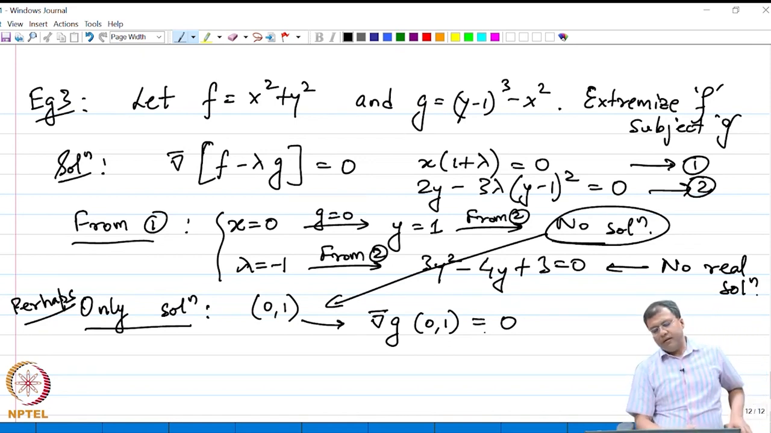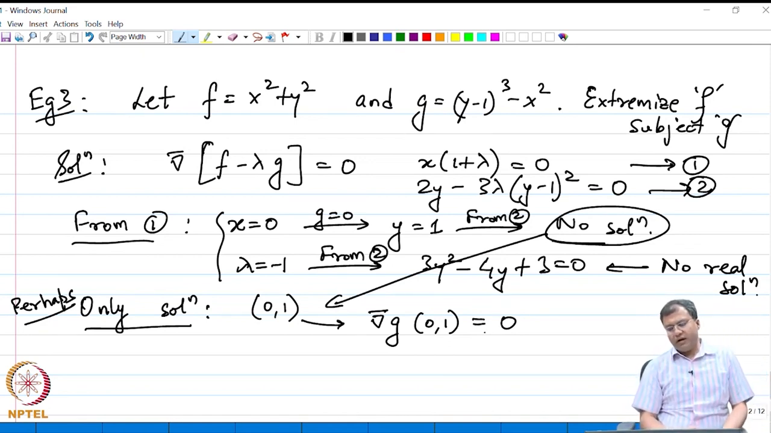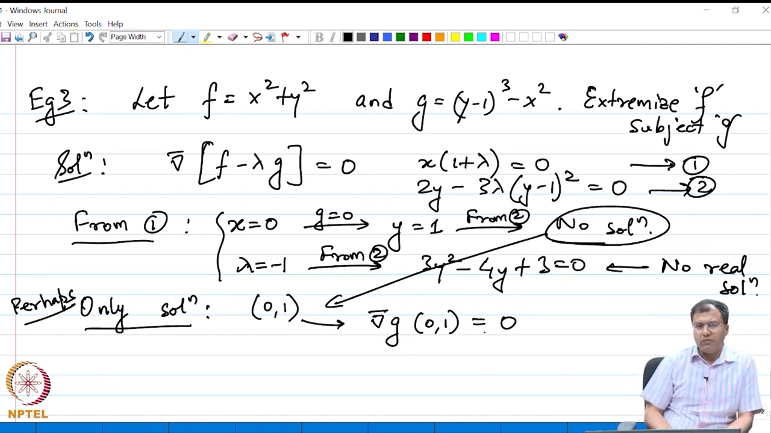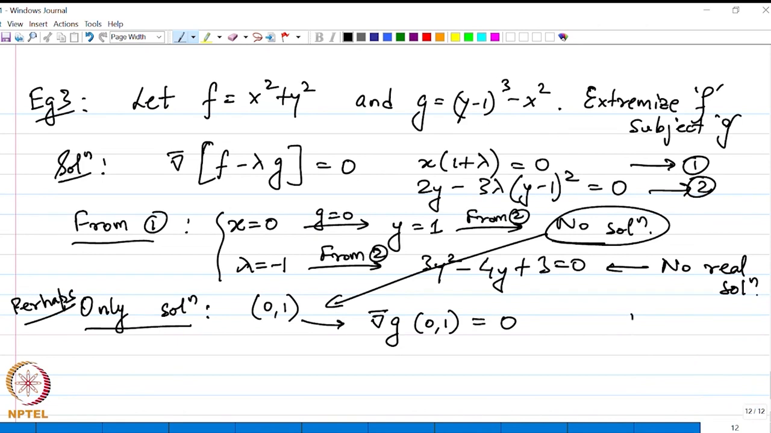So, the gradient of g vanishes. So, this is certainly an abnormal problem. The idea here is that the abnormal problem cannot be approached via the Lagrange multiplier method. Now, geometrically, let us see what is so problematic about this example.